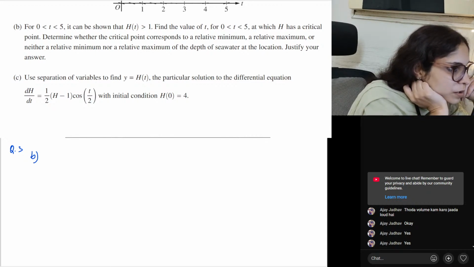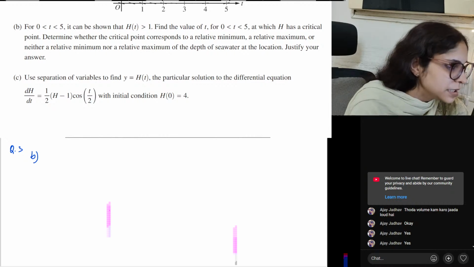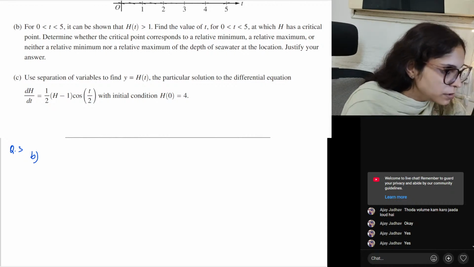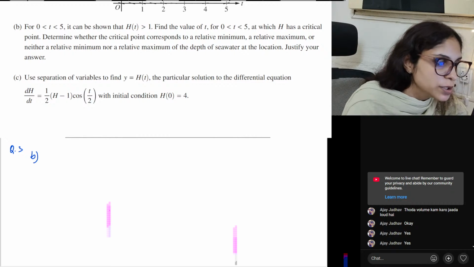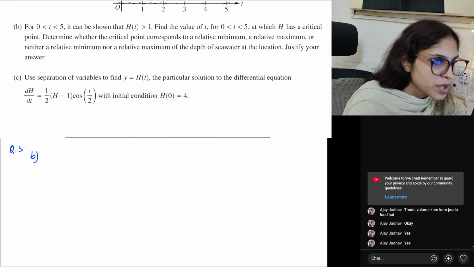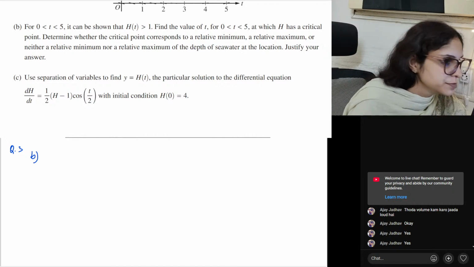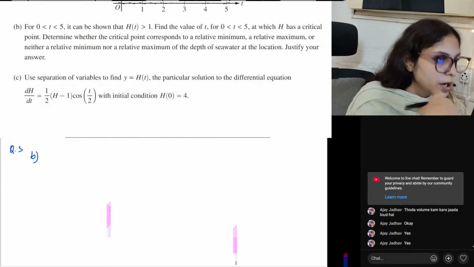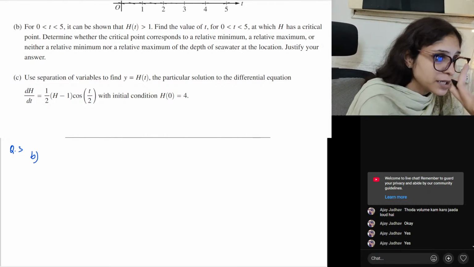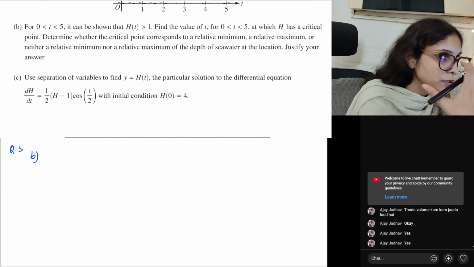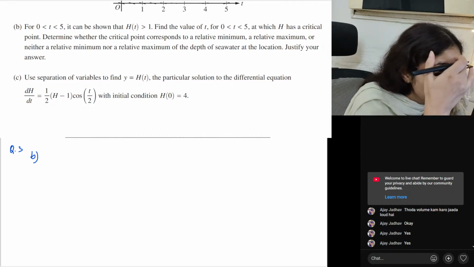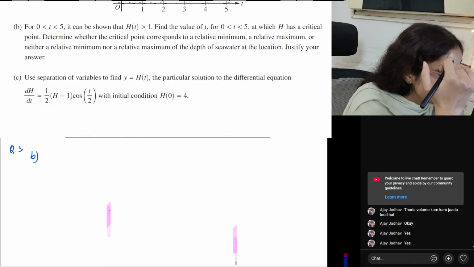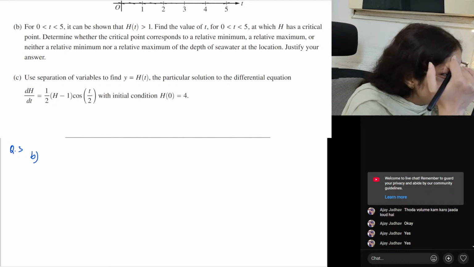So for 0 less than t less than 5, h of t is greater than 1. Find the value of t at which h has a critical point. So critical point occurs when the derivative is 0. And derivative means what? The numerator can be 0 or denominator can be 0. So the derivative is either 0 or undefined. So that is your critical point. And then you have to identify whether the critical point corresponds to a relative minimum or relative maximum or neither.